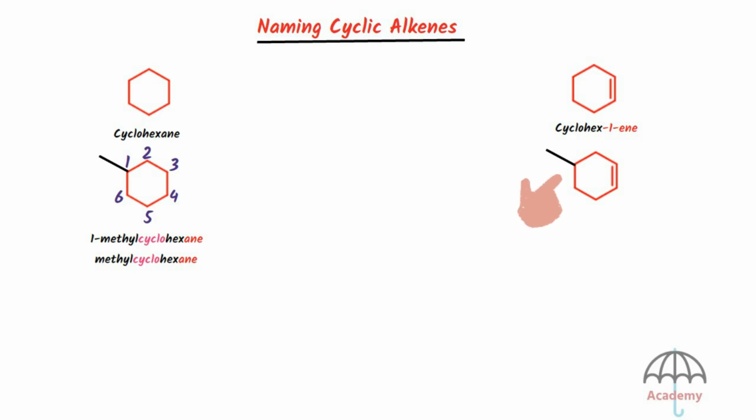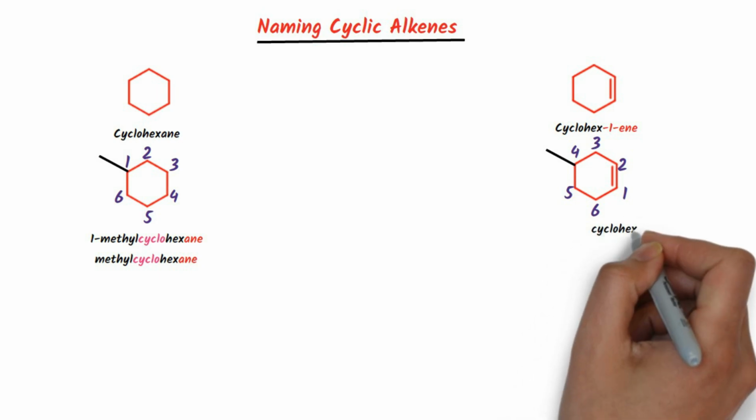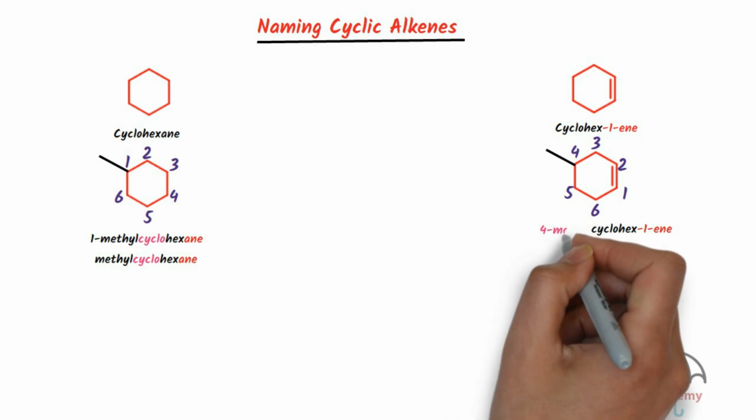When a similar substituent is placed on cyclohexene molecule, the numbering starts from the double bonded carbon, which then proceeds in a manner so as to give lowest possible locant to substituents. Thus, this molecule is named as 4-methylcyclohex-1-ene.